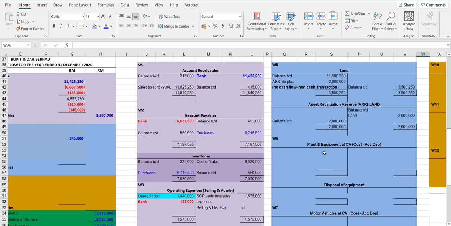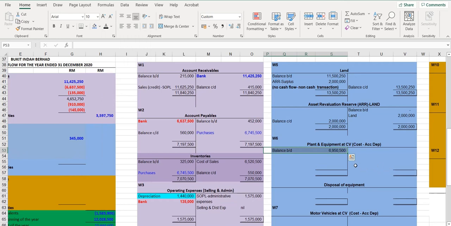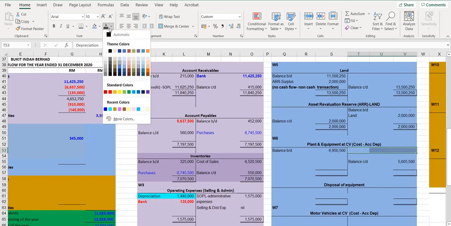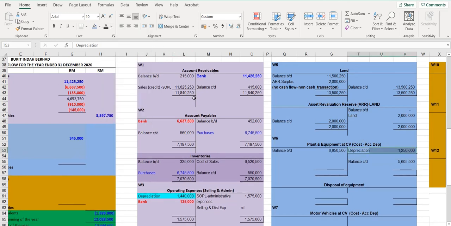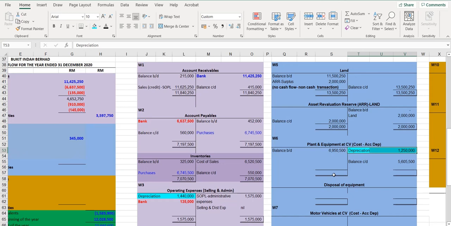To do that, you can reconstruct the plant and equipment account to check if there is any new acquisition. Put the balance, which is already at carrying value. Remember to include your depreciation for plant and equipment in the account. The reason is that the depreciation here is included, which is why it was already at carrying value.